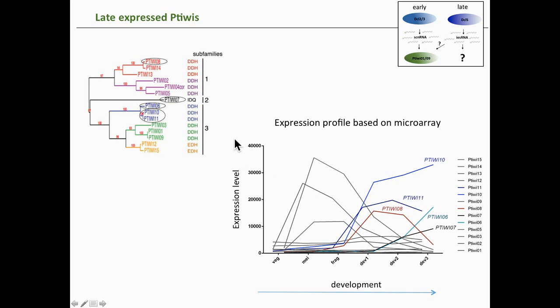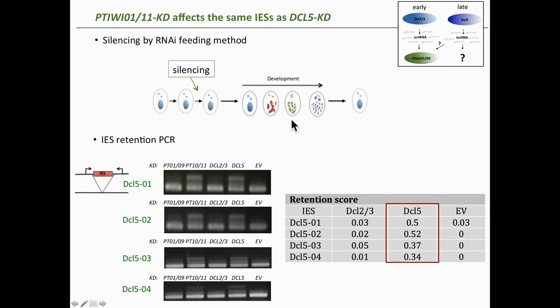We performed a silencing, extracted whole genomic DNA from post-autogamous cells, and performed IES retention PCR, but this time we designed primers flanking IESs which are specific for DCL5. This means that these IESs have a high retention score only in DCL5, but not in DCL2 and 3. As you can see, whenever an IES is affected by the DCL5 silencing, it is also affected by the Piwi 10 and 11 silencing, but not by Piwi 1 and 9. With this, we already had our first hint that possibly the paralogs Piwi 10 and 11 are in the same pathway as DCL5.